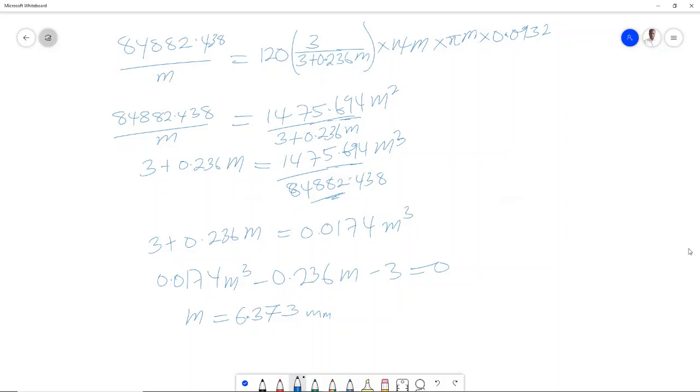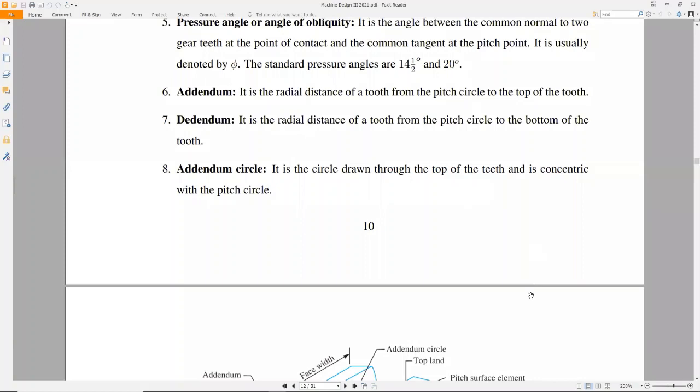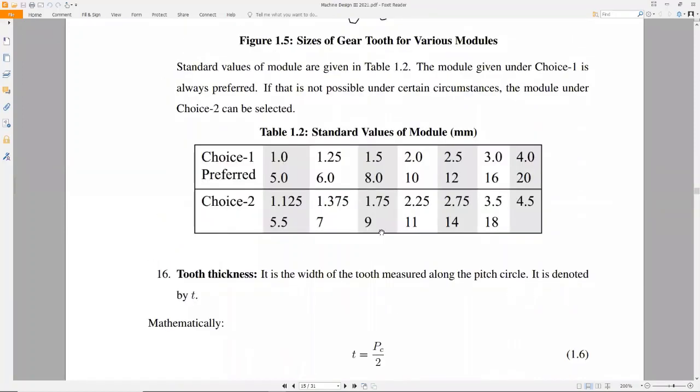All right, so from the table we can obtain the standard module. Okay, so we have 6 here and we have 8. Of course, 8 is a huge number, so we can go for 6. It's closer to 6 than 8, so we can say that the module should be equal to 6. Because as we know, if the module is smaller, then we are going to have more teeth, and that will help us to avoid interference of the system.